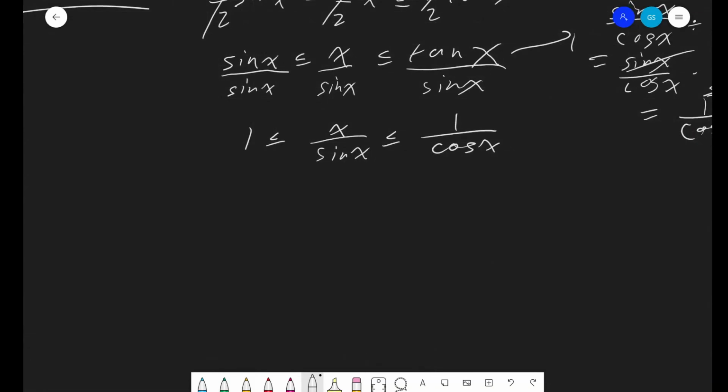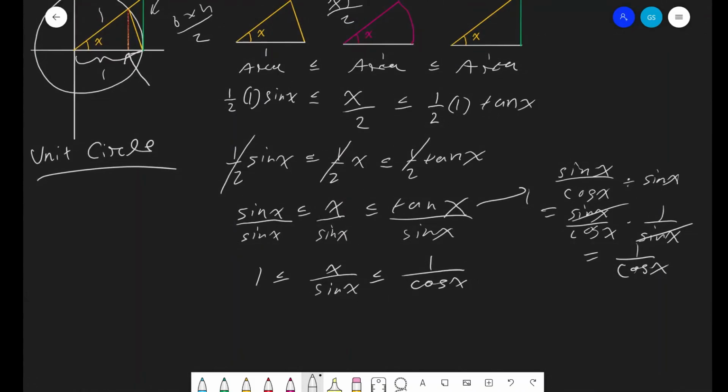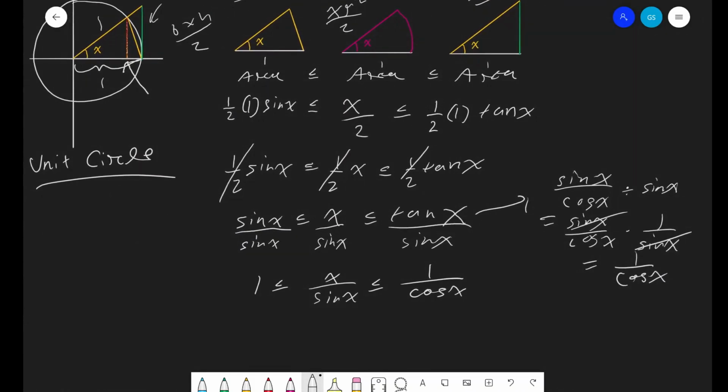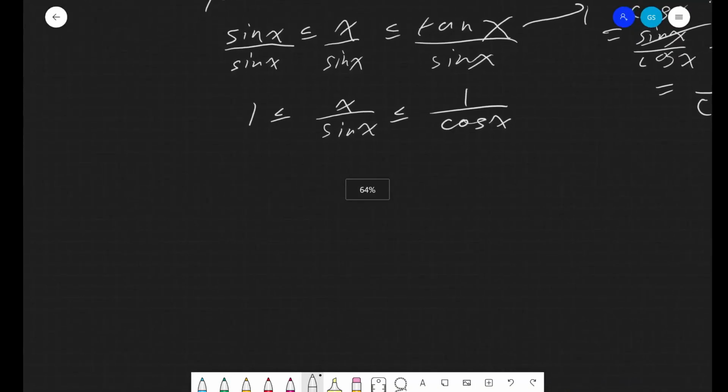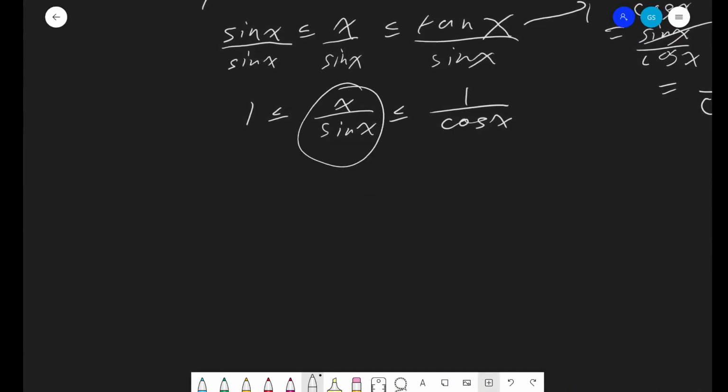Now, let's think about what we can do here. We want to end up getting sine x over x to show this proof. I didn't explicitly say this, but we did this inequality for a reason, because we're going to use something called the squeeze theorem, and it's going to make sense in a second. Since we want sine x over x, and we have x over sine x here, we can just take the reciprocal of everything. When we take the reciprocal of this entire inequality, the signs change. So this becomes 1, this becomes sine x over x, and this becomes cos x.